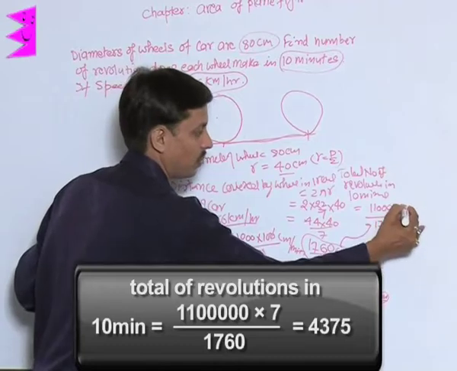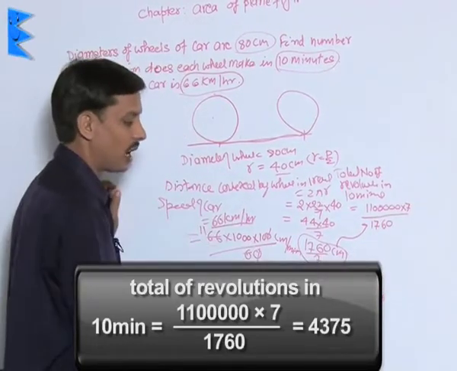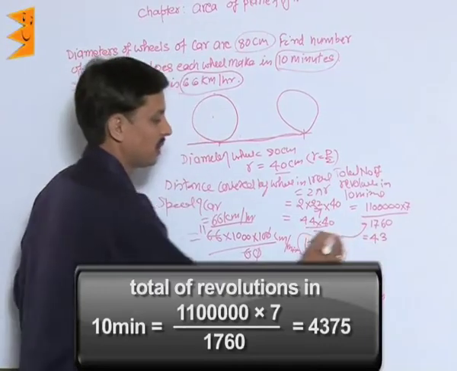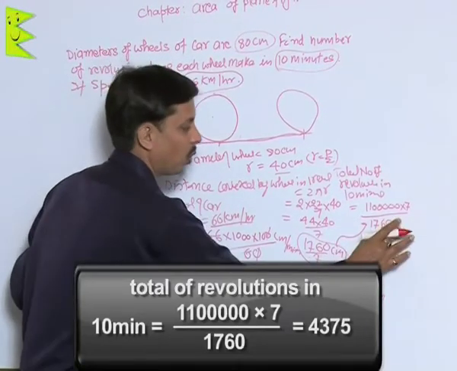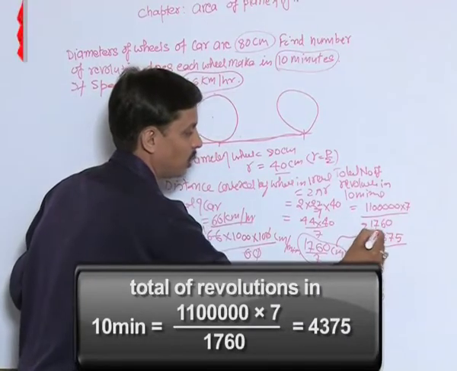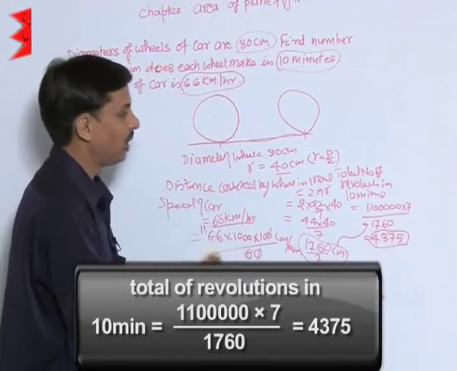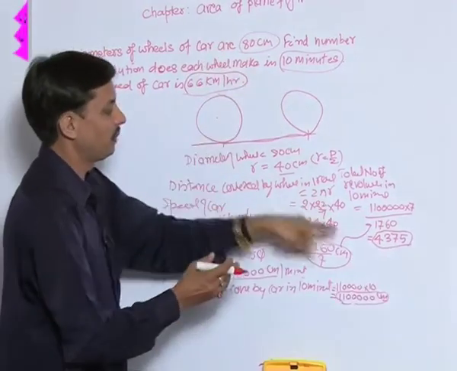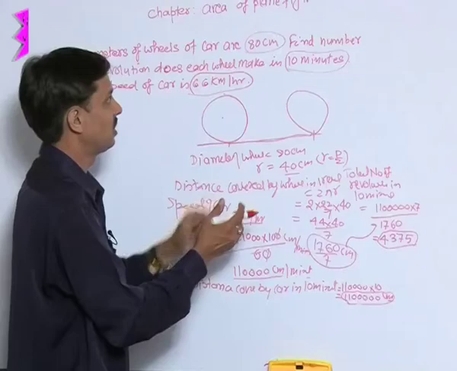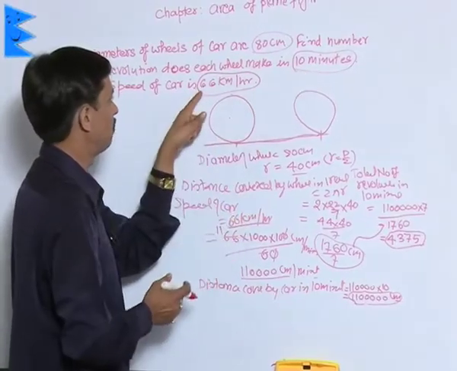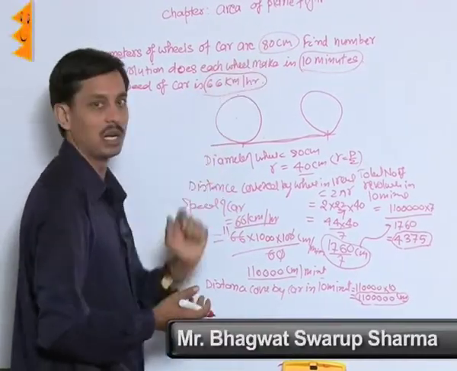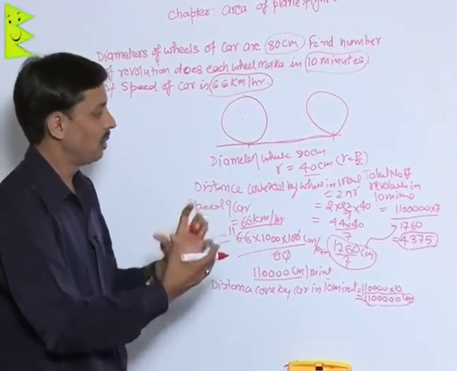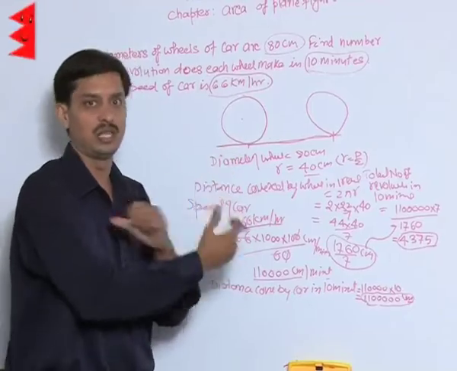This is coming out to be 1760 upon 7 in the denominator. After simplification, this result will come to 4375. This is the total number of revolutions made by the car in 10 minutes. The wheel of the car is making 4375 revolutions in 10 minutes to maintain the speed of 66 km per hour with the diameter of 80 centimeter. Similarly, we can solve some problems related to this example.